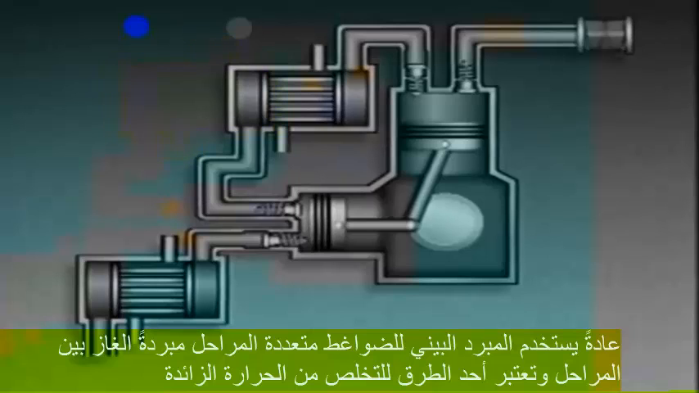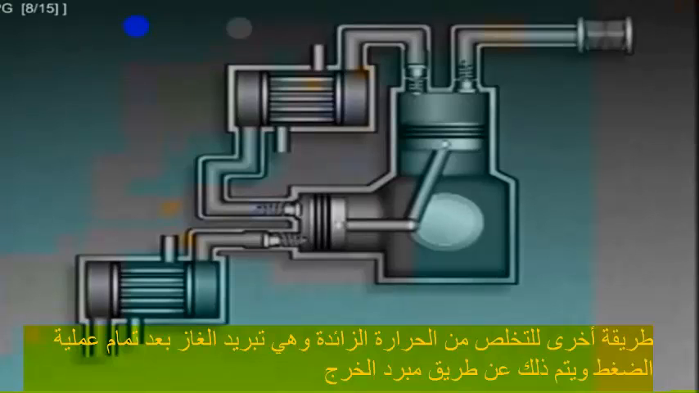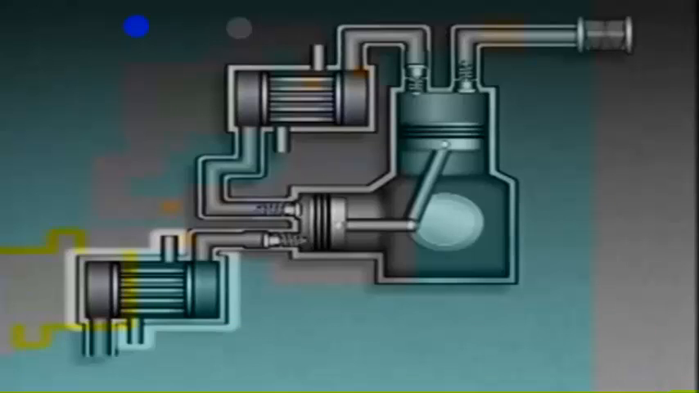Cooling the gas between stages in a multi-stage compressor is one way that excess heat can be removed. Another way to remove excess heat is to cool the gas after the compression process is complete. The device that does this is called an aftercooler.